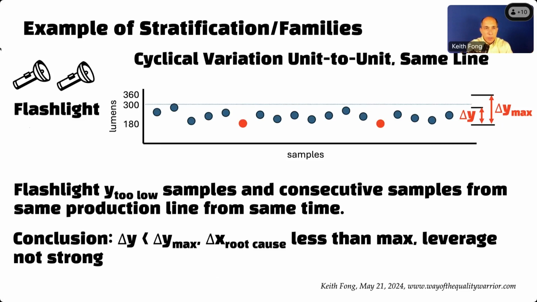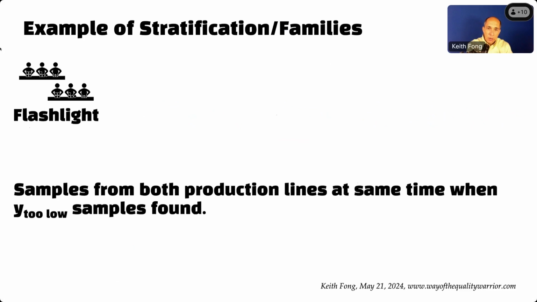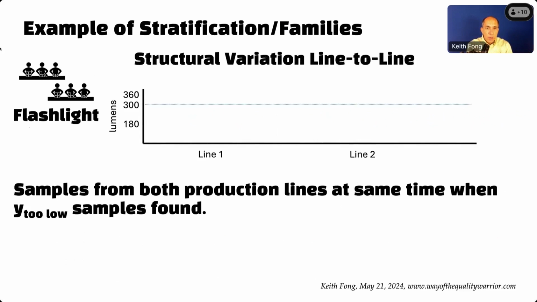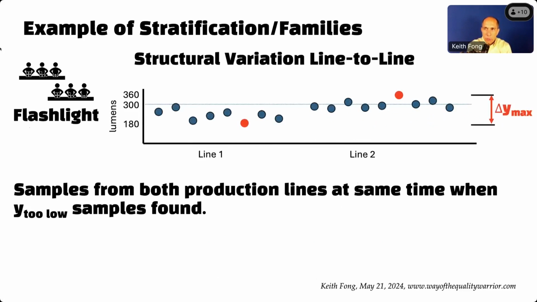So let's add another family. We've done, again, one cycle, cycle to cycle, flashlight to flashlight. Now we're going to go manufacturing line to manufacturing line. So we have two production lines, and we're going to take parts that are run at the same time when we found the two low samples and see what that is. So we have line 1 and line 2. We get our data from line 1, and we say, okay, yeah, we have a 180, right? Because again, we picked it from the same time as we got our low one. And then from line 2, we see, hey, wait a second, there's a 360 on that line. So we actually are seeing the delta Y max.